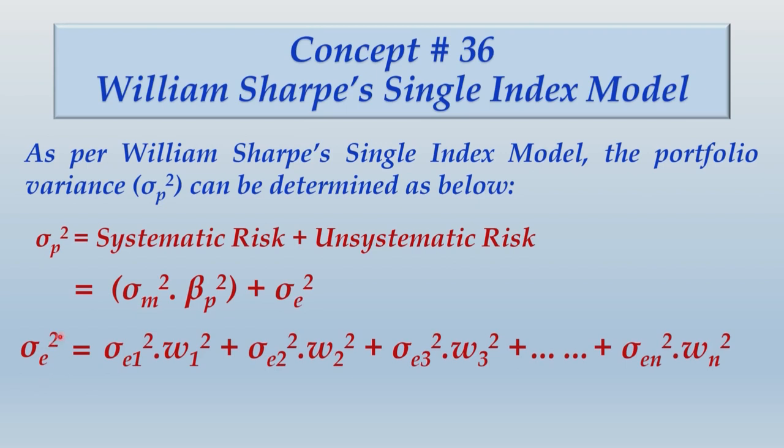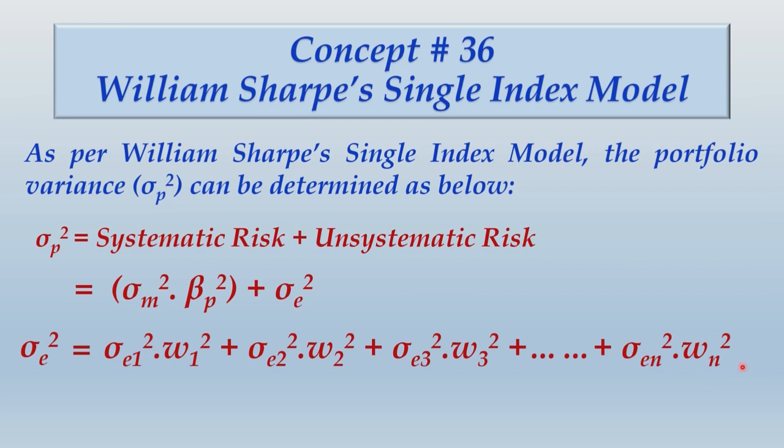Sigma e squared, which indicates the overall unsystematic risk, is where you consider, for each stock, the unsystematic risk of that particular stock times the weight of that stock squared. In other words, if it is stock 1, stock 2, stock 3 and so on, it will be the unsystematic risk of stock 1, obviously through the variance approach. So it is sigma E1 squared into W1 squared, that is weight of 1 squared, then the unsystematic risk of the second stock squared, through the variance approach, into weight of stock 2 squared, sigma E3 squared into weight of 3 squared, plus so on up to n number of terms.